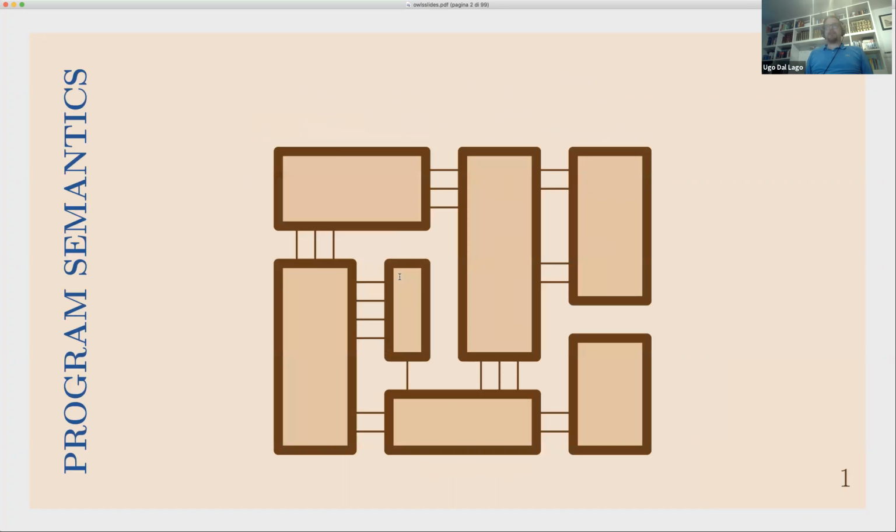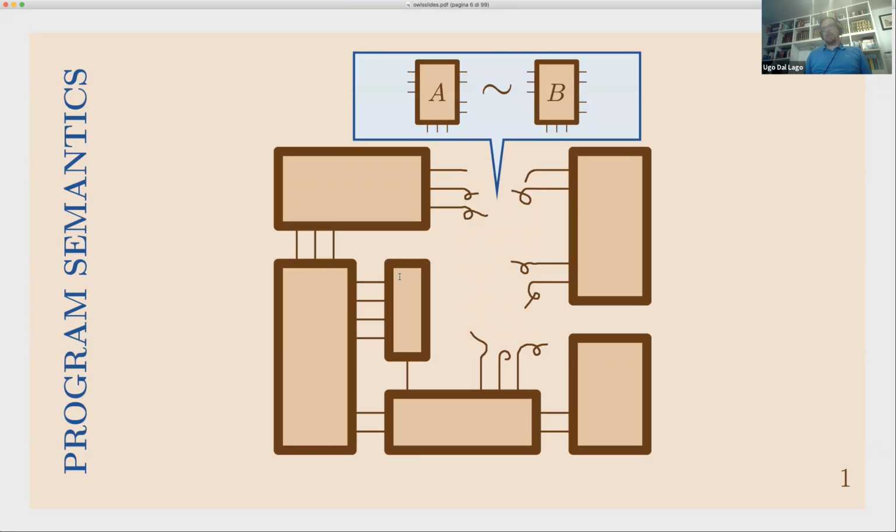Let's start from some motivation about program semantics per se. Whenever you have a modern software system made of many interacting components, sometimes you would like to single out one of these components, throw it away and replace it with another component. But you would like to do it only if you know that A can be replaced with B, so that, in other words, A and B are equivalent, or at least B is a refinement of A.